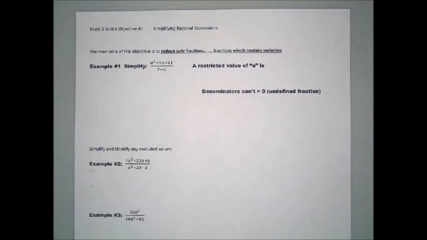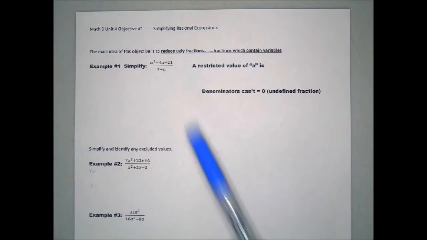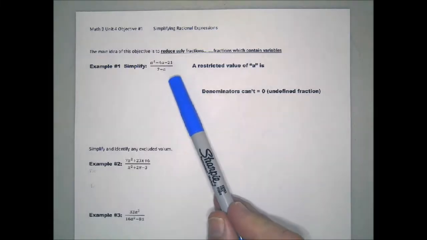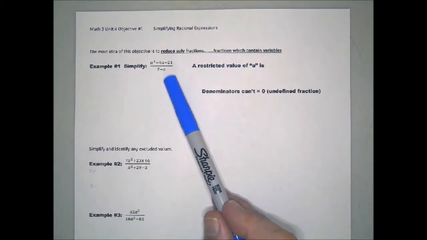Unit 4 is all about rational functions, rational expressions, rational equations, but all this rational business simply means you're going to be working with fractions, and they're going to be ugly fractions because not only are they going to have numbers in them, but they're going to have variables in them also. So let's start with example number 1. Just simplify this rational expression, or as it's more commonly known, at least in my class, simplify this ugly fraction.